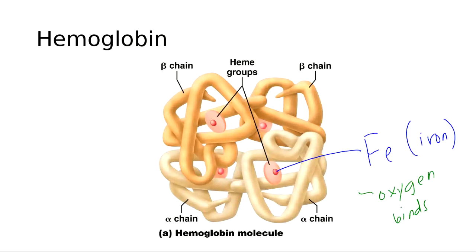Hemoglobin has 4 polypeptide chains. You can see them here. 2 are alpha, 2 are beta. They're darker in color up at the top, so you can kind of delineate which are which. Each polypeptide chain contains 1 heme group. Each heme group contains 1 iron, and that's represented with its atomic symbol Fe. Each iron can bind to 1 oxygen. Therefore, 1 hemoglobin molecule can carry 4 units of oxygen.